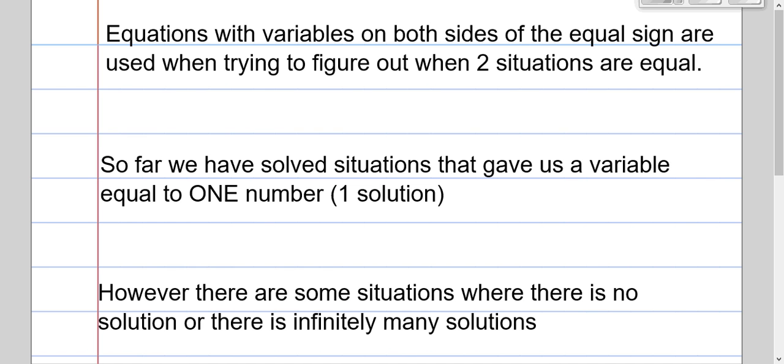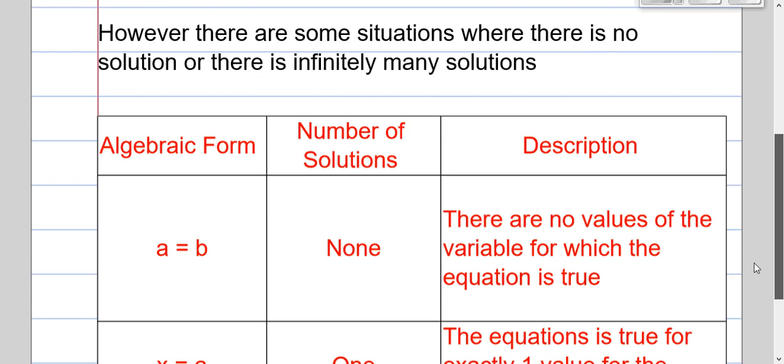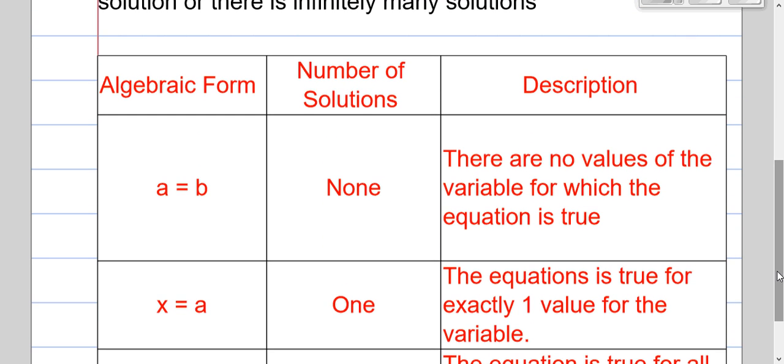So far we've been working with equations with variables on both sides of the equal sign. And equations with variables on both sides of the equal sign are basically used when you're trying to figure out when two situations are equal. So like when two memberships are equal, two cell phone plans are equal, whatever the situation is. So far we've solved these situations and it gave us a variable that was equal to one number, meaning it had one solution. However, there's some other situations out there. Sometimes there is no solution, and sometimes there's infinitely many solutions.